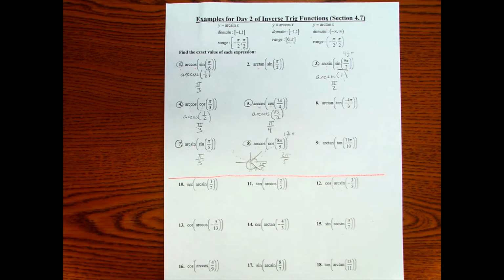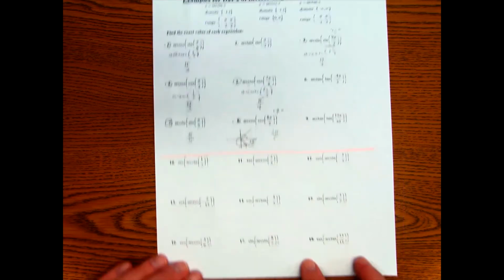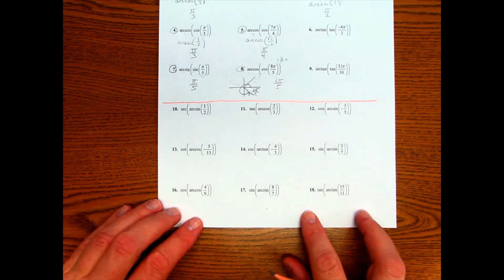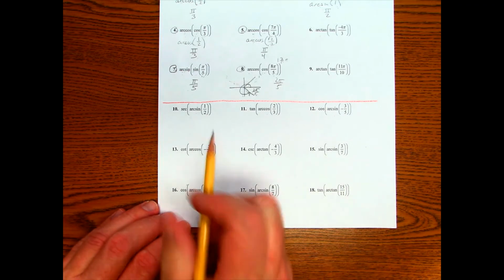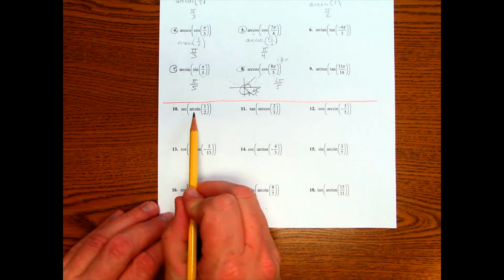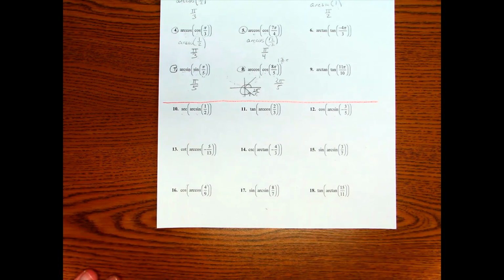All right, what we're going to do now is we're going to reverse the order, which means now the regular trig function's on the outside, the inverse is on the inside. Similar to the problems above, some of these we can get by working directly off the unit circle. Some of these we need to be a little bit more creative than just using the unit circle.